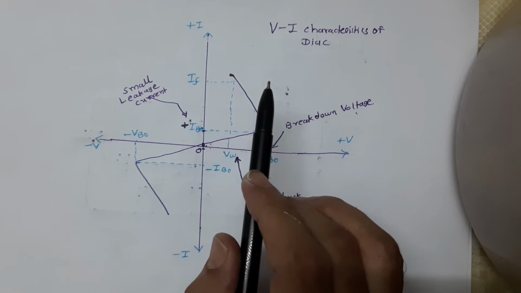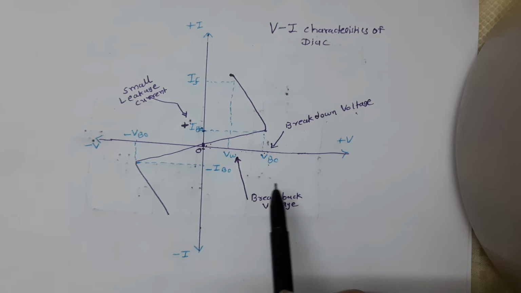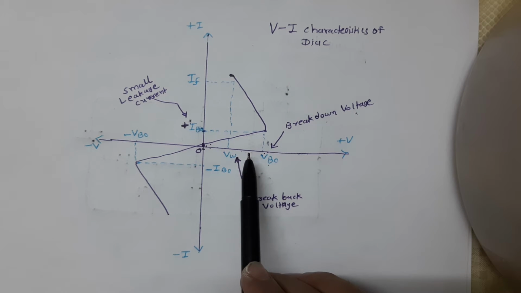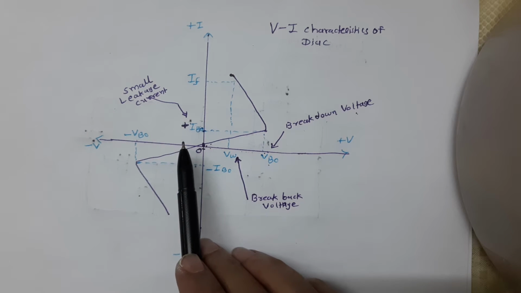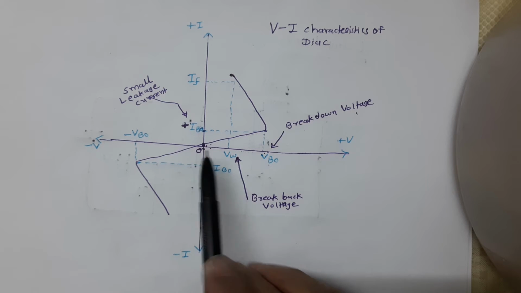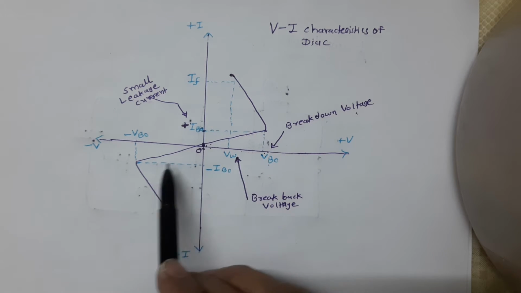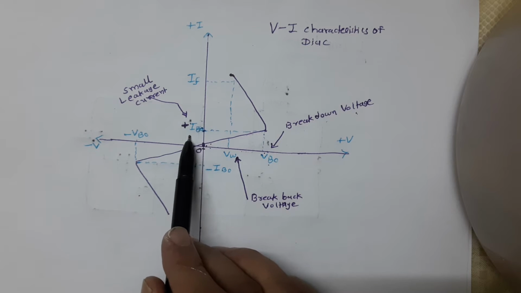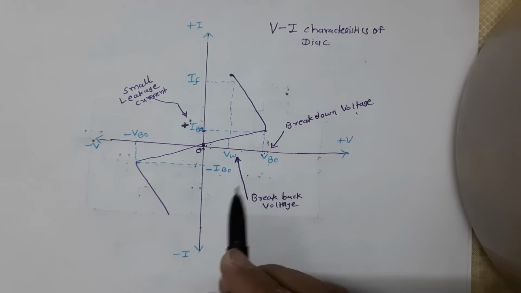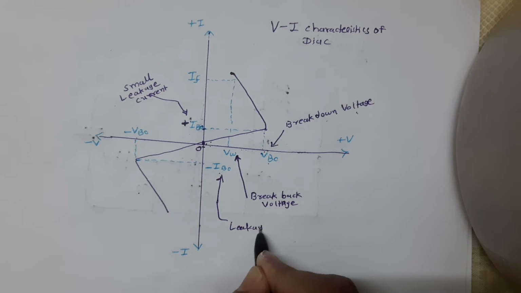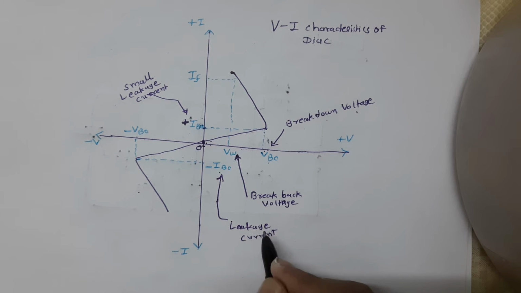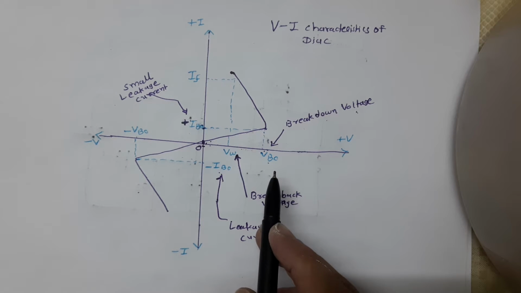I repeat, for applied positive voltage less than plus VBO and negative voltage less than minus VBO, a small leakage current, plus or minus IBO, flows through the device. This current is known as the leakage current. This is your plus IBO, this is your minus IBO. Under such conditions, the diode blocks the flow of current and effectively behaves as an open circuit.